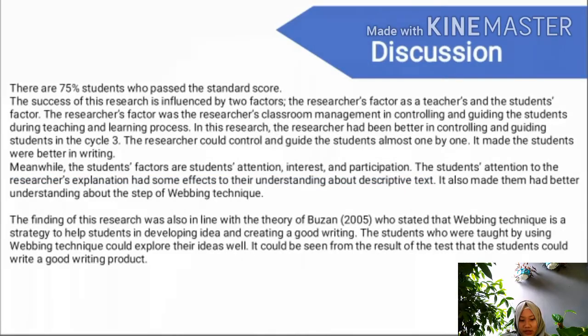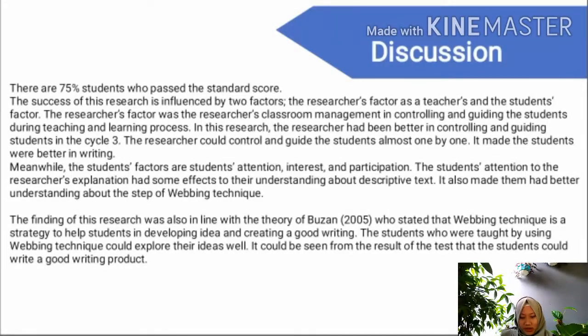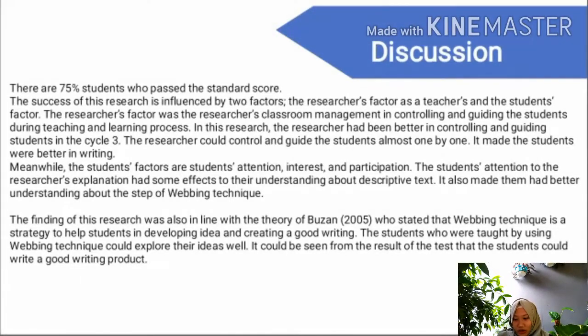The success of this research is influenced by two factors: the researcher factor as a teacher and the students factor. The researcher factor was the researcher's classroom management in controlling and guiding the students during the teaching and learning process. In this research, the researcher became better at controlling and guiding students. In cycle 3, the researcher could control and guide the students almost one by one. It meant the students were better in writing.